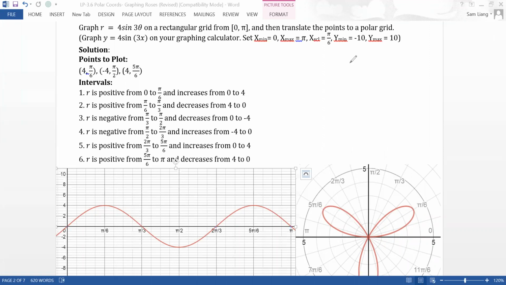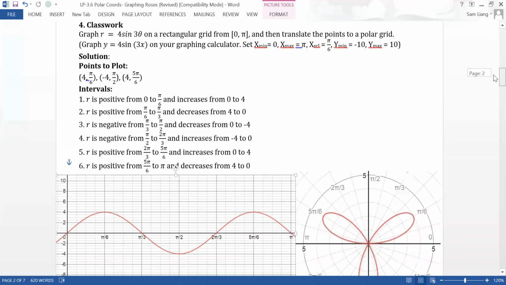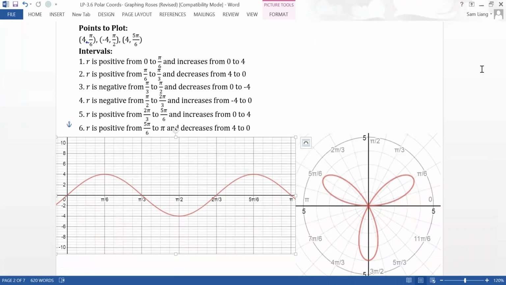Let me scroll down. The points to plot are 4, pi over 6, which is here: radius of 4, pi over 6. Next, we have -4, pi over 2. So -4 is on the left, rotate pi over 2 counterclockwise. That's right here. And then 4, 5 pi over 6. So 4 is on the right, and then rotate 150 degrees. We end up right here.